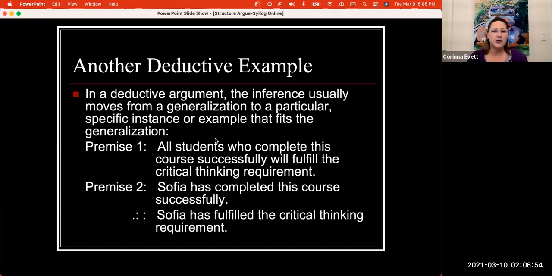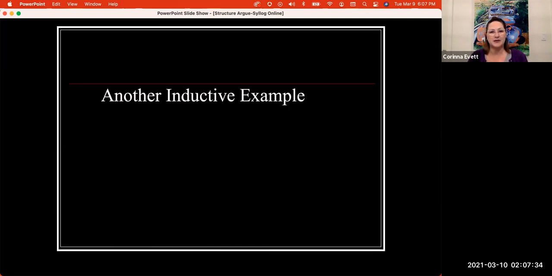Again, we have all students who complete this course successfully. That's one classification or category. Will fulfill the critical thinking requirement. Another classification, Sophia has completed this course successfully. Therefore, if she is a part of the students who complete the course successfully, then she has fulfilled the critical thinking requirement. Logically, we cannot come to any other conclusion than this. These premises do not lead us to any other conclusion than the one that we've referred to. And we went from all students to a more specific student.